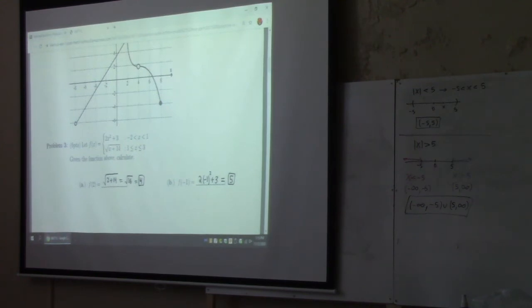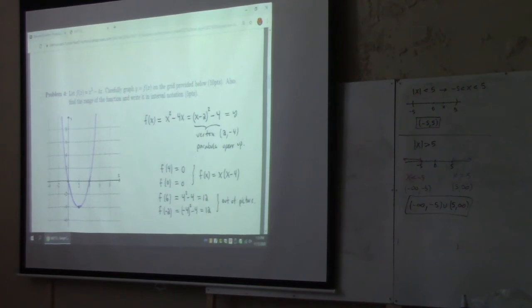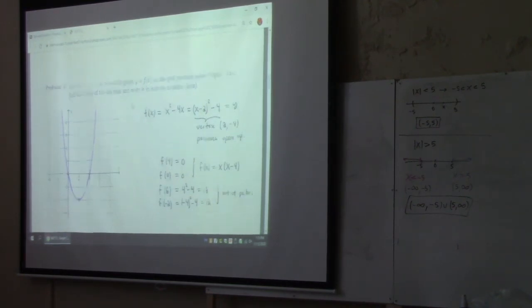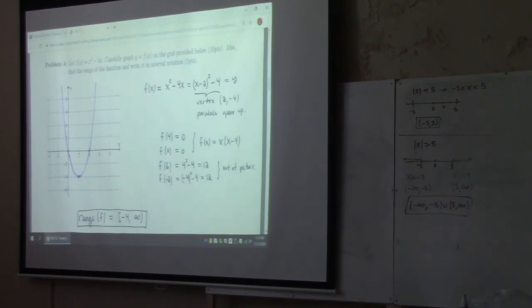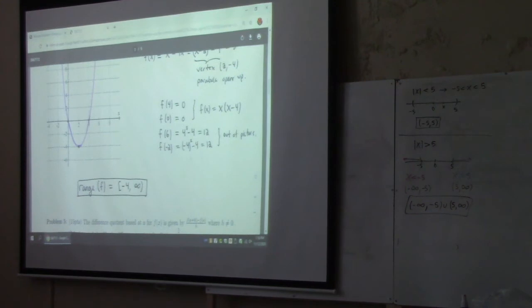Here I've asked you to graph a quadratic carefully. So what did I do? I completed the square, which showed me where the vertex was: 2, -4. It opens up, and so there it is. And then the range, of course, is basically from -4 upwards.